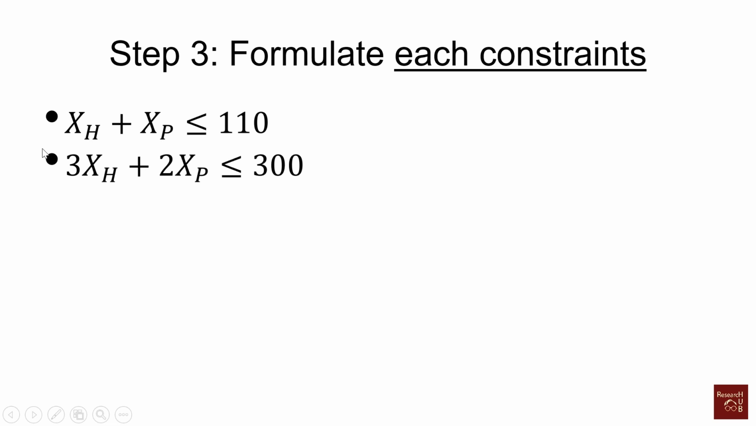And we also have constraints for our additives. Our high grade requires 3 units of additive A and 1 unit of additive B. This line is for additive A, and this line is for additive B. Our premium grade requires 2 units of additive A and 3 units of additive B. And these are all limits. 300 is the limit of additive A, so we cannot use more than 300 units. That's why we're using less than or equal to. And we cannot use more than 280 of additive B, so we're using less than or equal to 280.